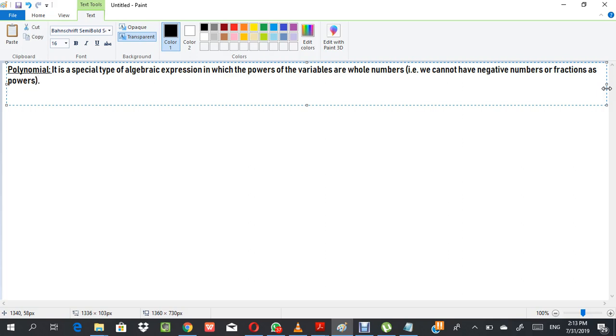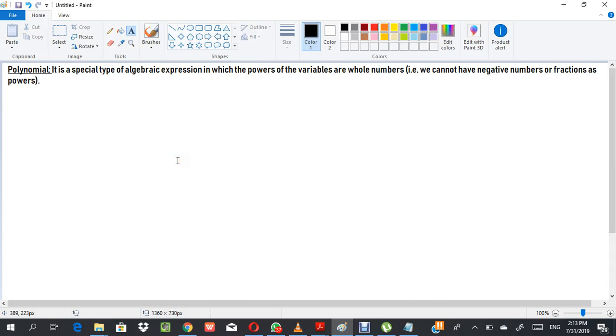Right, so this means that we can have a polynomial of maybe this kind, x cubed add 3x squared minus 5x plus 1. This is a polynomial. Why? Because all the variables here have whole number powers. 3 is a whole number, 2 is a whole number, x has a power 1, which is a whole number, and here we have a constant term 1. This also has a whole number power for the variable, which is x to the power of 0, and we know that 0 is a whole number. Therefore, this is a polynomial.